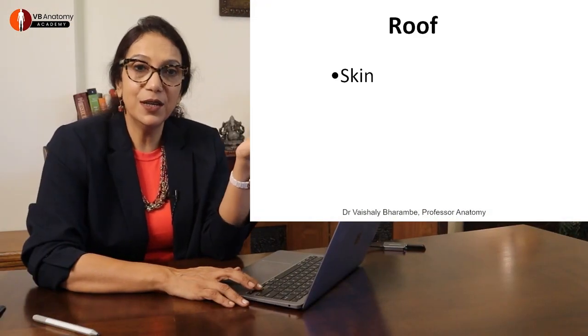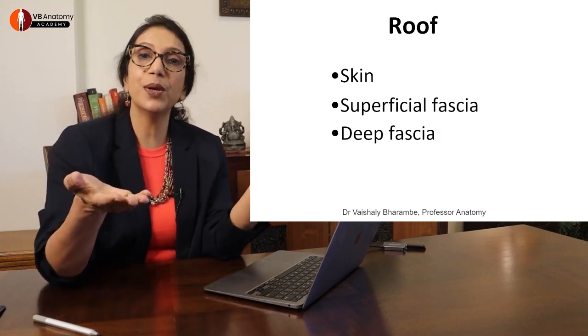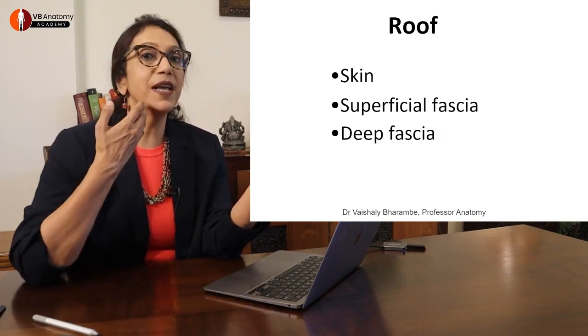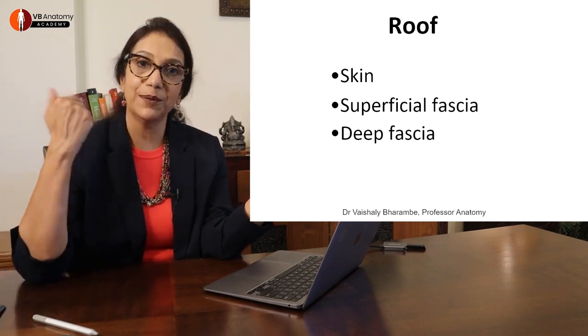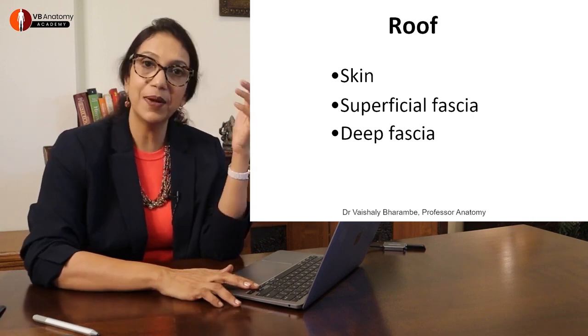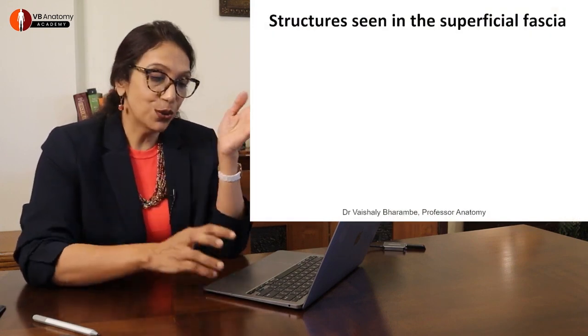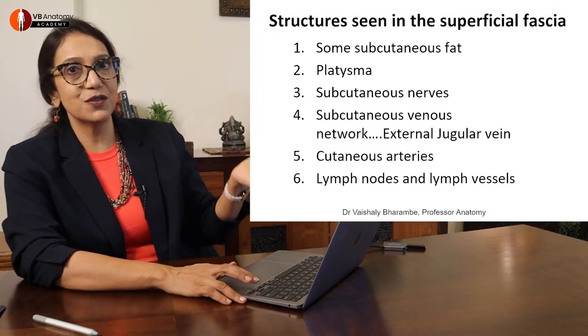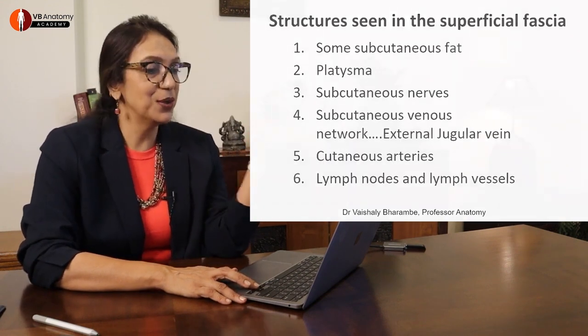Okay, so the roof. The roof consists of skin, superficial fascia and deep fascia. Let's pretend that you're looking at a cadaver. Okay, you've taken an incision in the cadaver. You've reflected off the skin. Okay, so the skin has come and the skin has gone. Now we come to superficial fascia and what it contains. So as you can see, there's a whole list of structures it contains. Much easier to see than to read all these things.